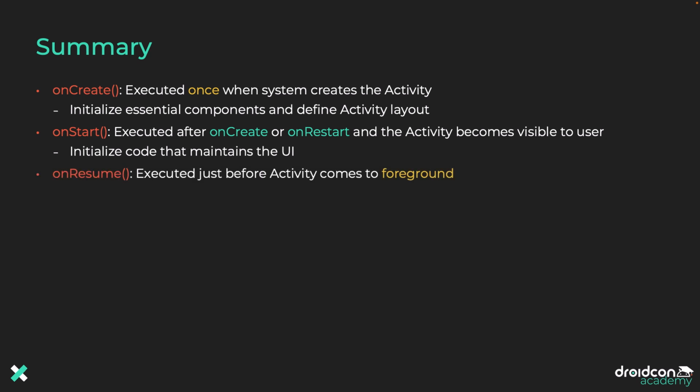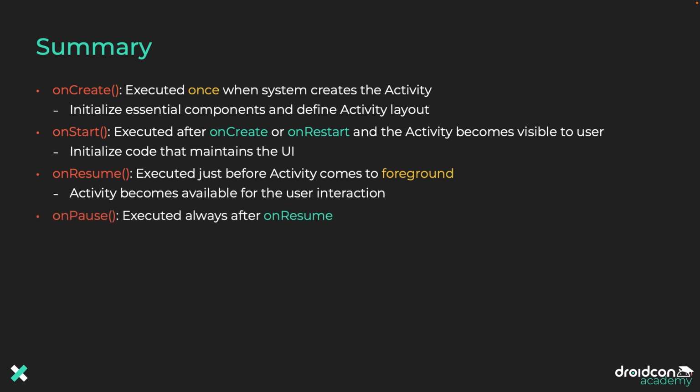Next is the onResume method, which is of course executed before the activity actually comes to the foreground and becomes available for user interaction. Next we have the onPause method, which when executed is an indication that we are moving away from our activity. So the activity starts to lose the focus. But technically speaking, at this point, it is still visible to the user. So within this method, you may choose to release some system resources.